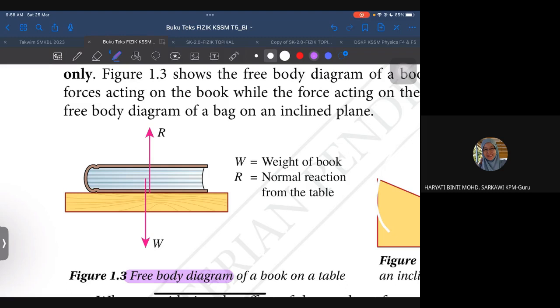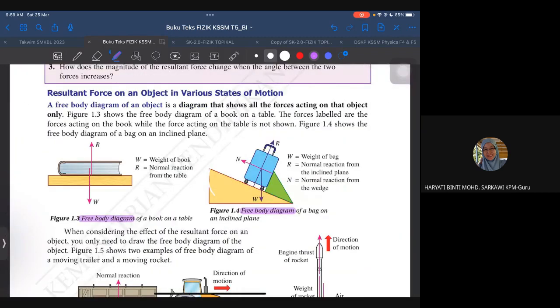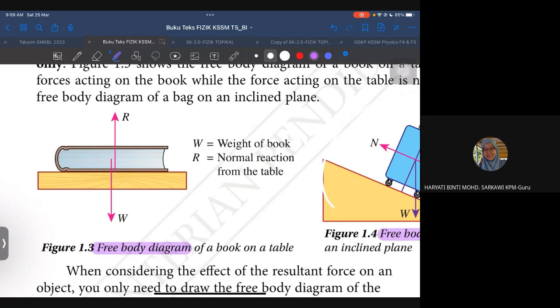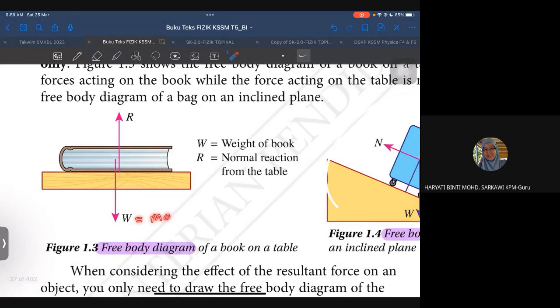So this is the knowledge that you already have. In this case, the two forces are acting in opposite directions. Parallel but in opposite directions. The force acting downward here, we label as W. This is the weight of the book. You know the formula already, right? W equals mg. g is the gravitational acceleration, m is the mass of the object. And then R here is the normal reaction.